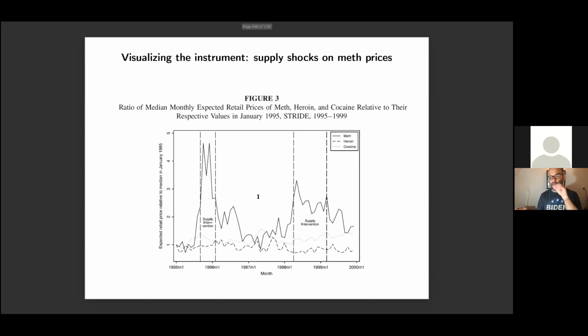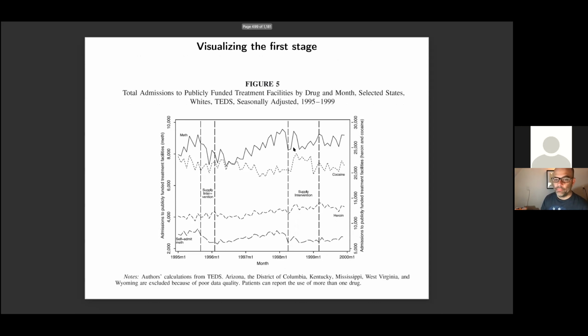So this is from a paper of mine where we're looking at the effect of an intervention in the United States on a particular drug called D-methamphetamine, and this is the price of D-methamphetamine. And this intervention caused meth prices to rise. Had no effect on cocaine and heroin. So this is me visualizing my instrument. This is me visualizing my first stage.